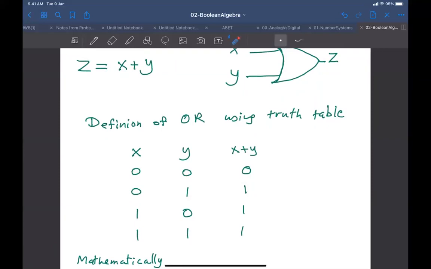All right. Now for the OR, it is going to be equal to 1 if and only if X is 1 or Y is 1. Otherwise, it is 0. So it is 0 here because both X is 0 and Y is 0. And it is 1 here because Y is 1. It is 1 here because X is 1. And it is 1 here because Y is 1 or X is 1.